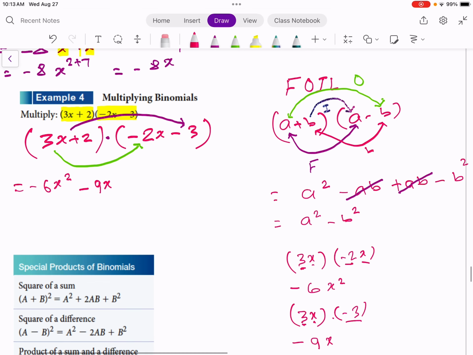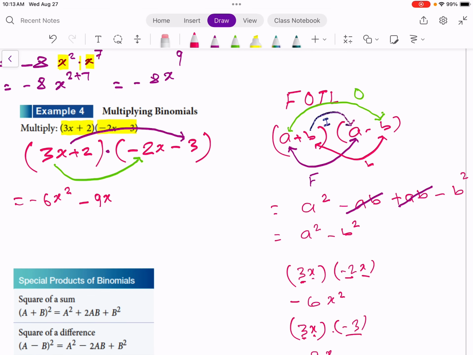Now next we multiply the inside terms, and our inside terms are positive 2 and negative 2x. And what is positive 2 times negative 2x? Positive 2 times negative 2 is negative 4, and x as it is, negative 4x. And last we multiply the last terms, which is positive 2 times negative 3, and that is negative 6.